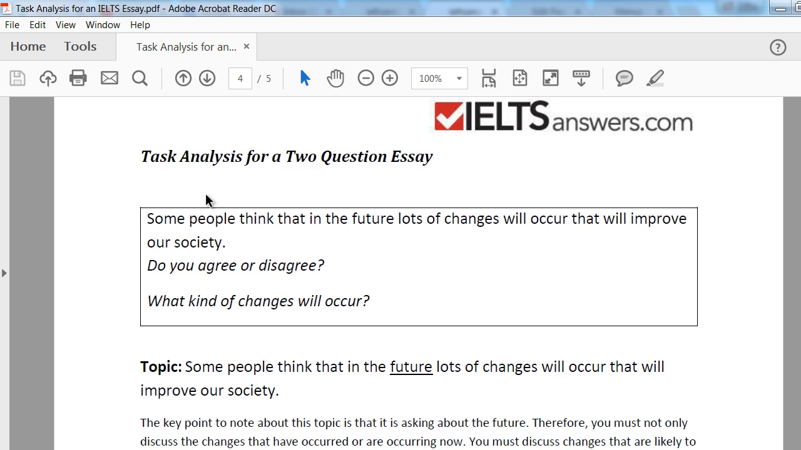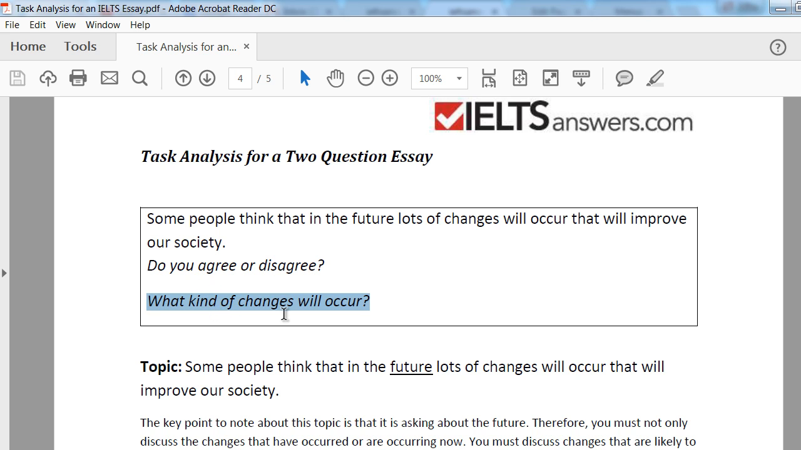Okay, let's look at the last type of essay, a 2-question essay. This is easy to identify because there'll be 2 questions. Sometimes it might be written as 1 sentence, but usually they're written like this on the task instructions, and note the 2 question marks. So we've seen this already about opinion essays, do you agree or disagree? But we can't just write about this because we've got another question here. What kind of changes will occur? It's probably better written as what kinds, with an S, of changes will occur.